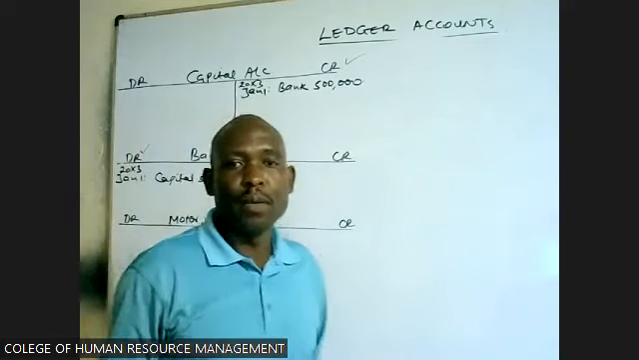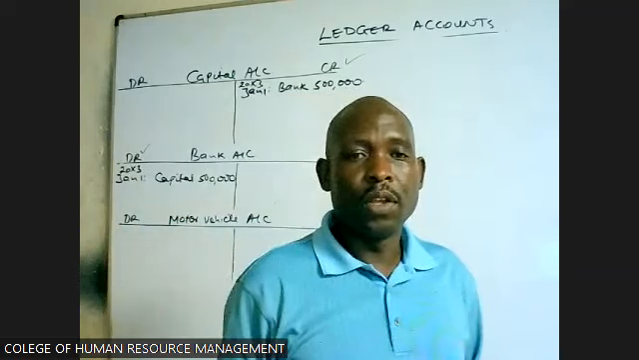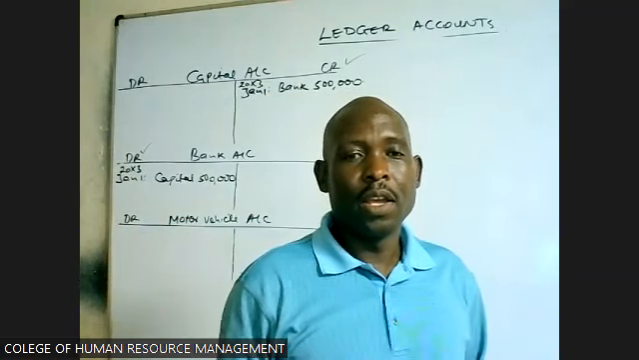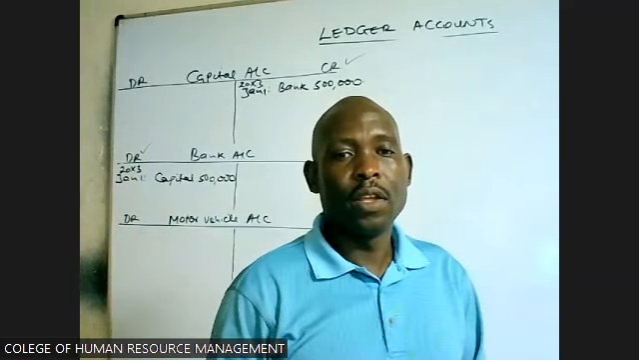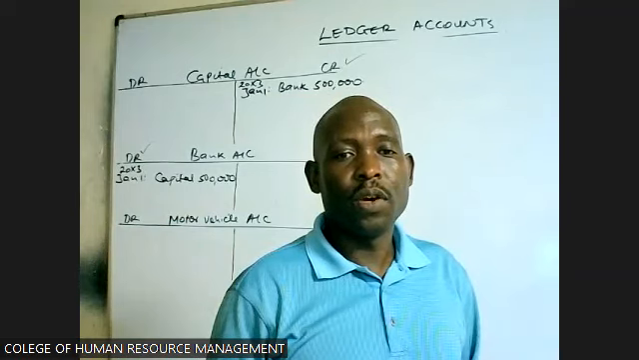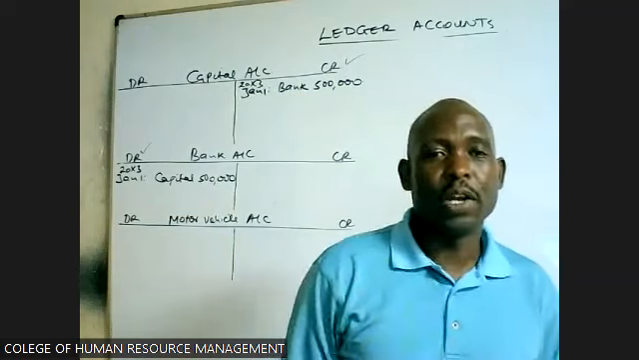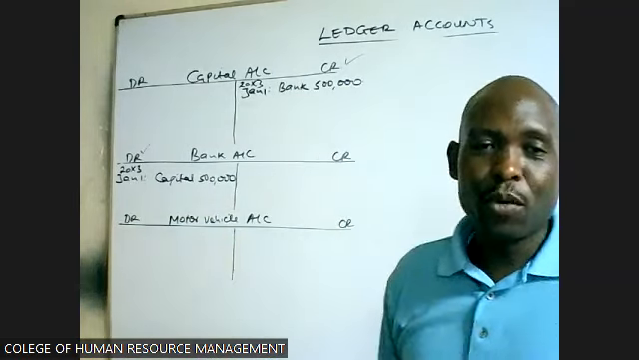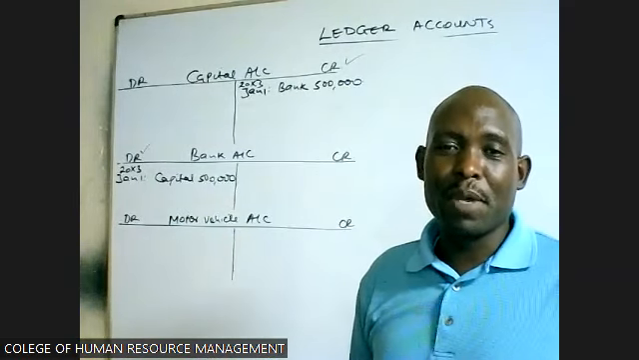This is an asset being bought. You credit bank, credit motor vehicle. No, we cannot have two credit entries. The rule is there must be one debit.